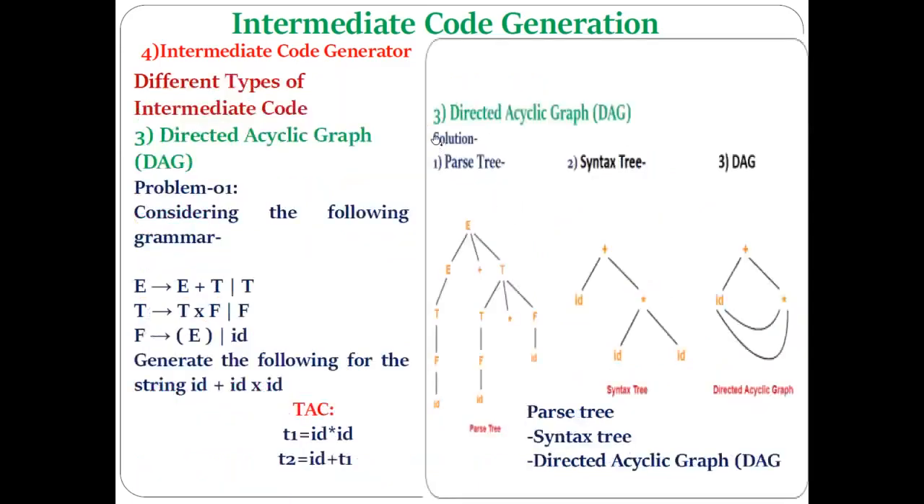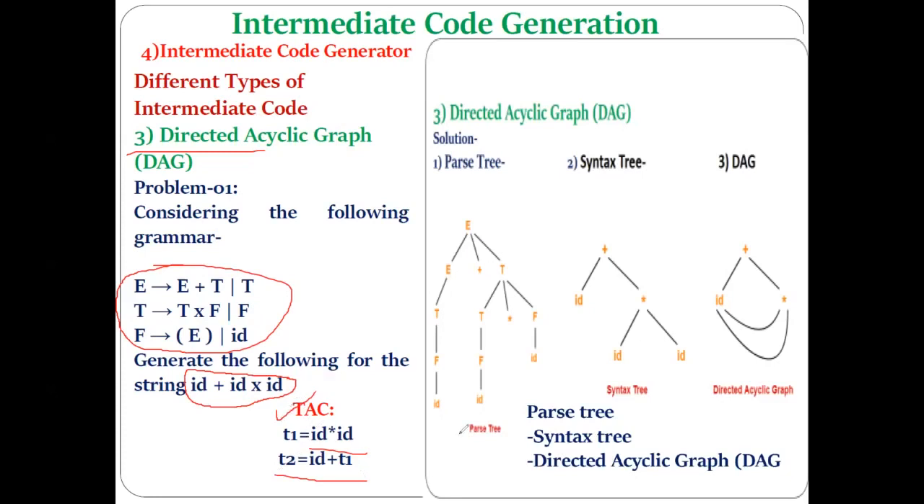Now let's see one more example to understand the difference. This is the grammar given, and using this grammar, we are asked to generate the DAG for the expression id plus id into id. First you have to generate the three address code for this. t1 equal to id into id, since multiplication is given the first priority, and t2 equal to id plus t1.